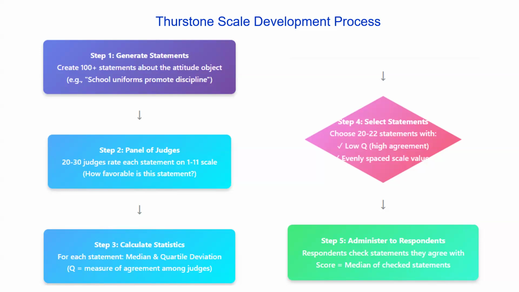How do you select those statements? The statements which have low quartile deviation, that means high agreement. Then the fifth step, we administer to the respondents, that means the students, to check statements they agree with and check their attitude.